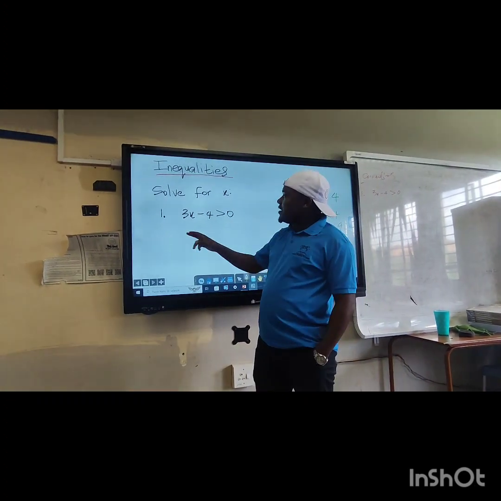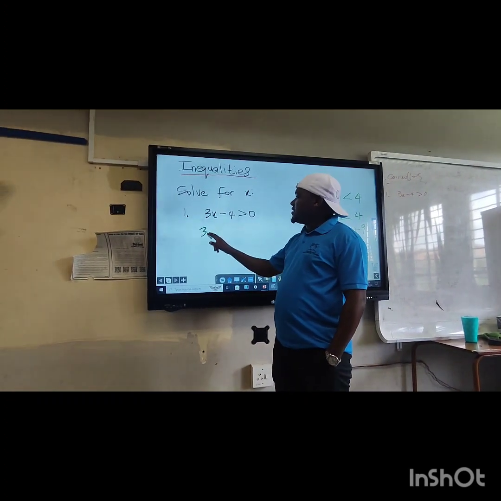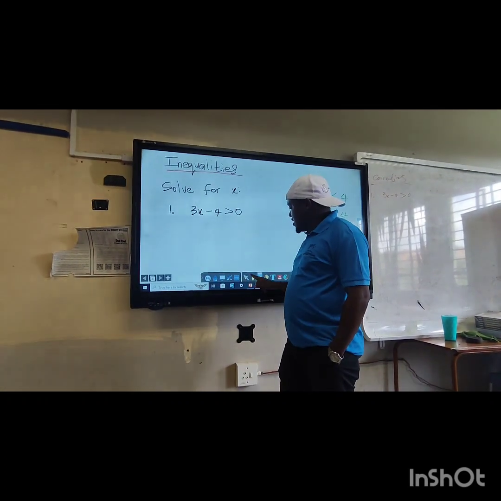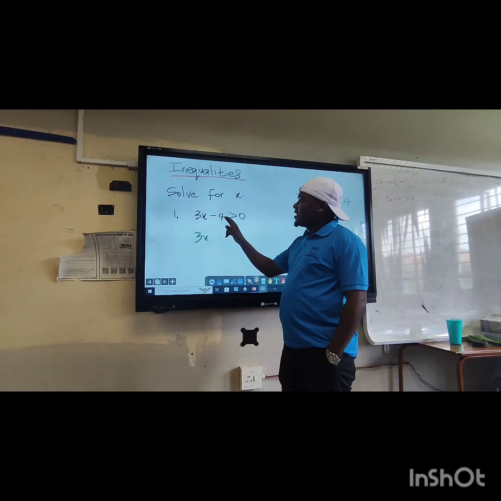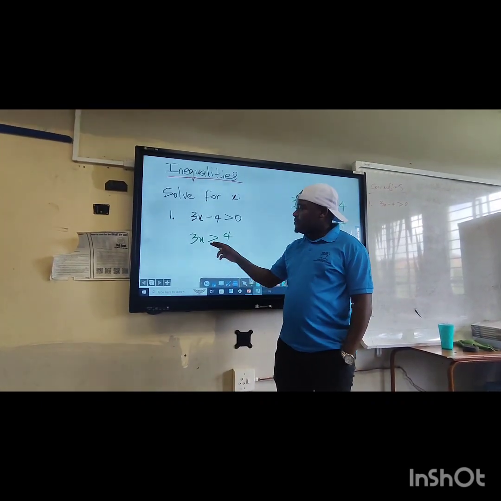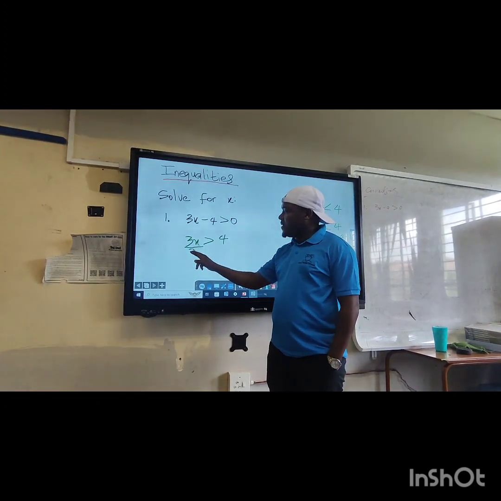So let me solve this one. The answer will be 3x minus 4. Okay, I'm actually repeating the question. It will be 3x, so I transpose the 4. Yes. And then what do I do next? 3x. I divide both sides by 3.